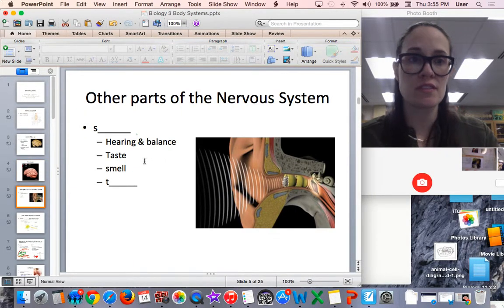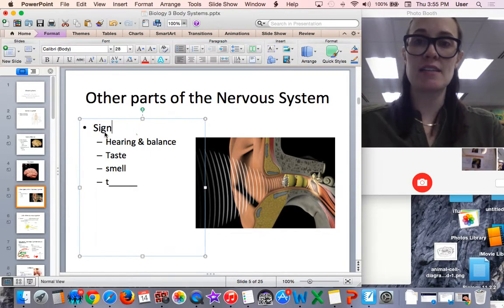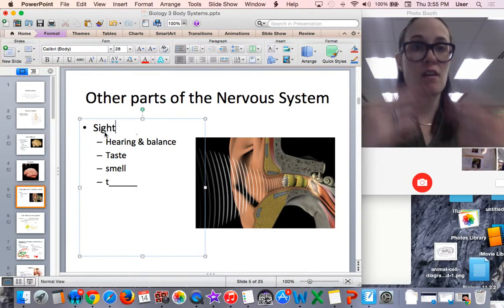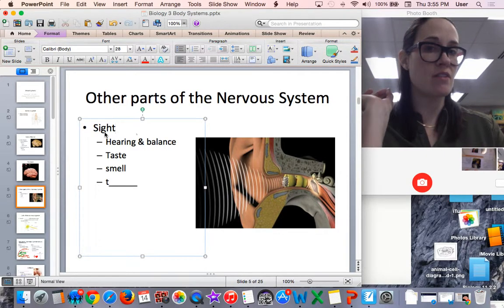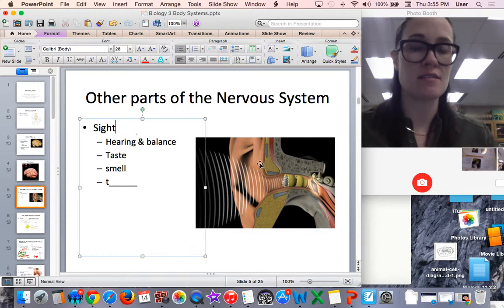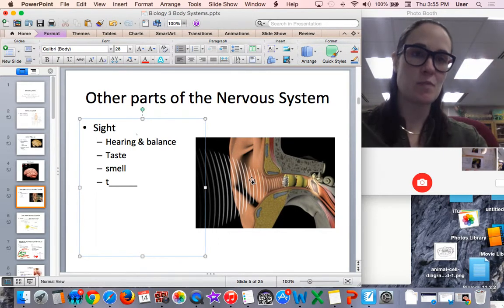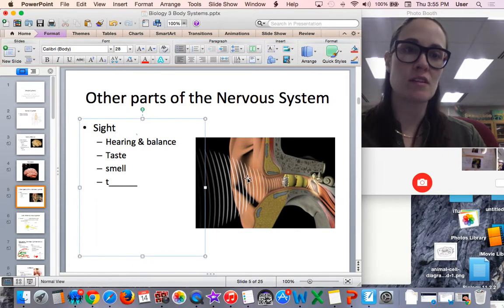Other parts of the nervous system are your sensory organs per se. So the first one here is sight. Your eyes are a special part of the nervous system. The blind spot is created where the optic nerve attaches to the back of the eye. Hearing and balance, as you can see in this image, this is the ear, is a special sense of the nervous system. Taste, so we're talking about taste buds.